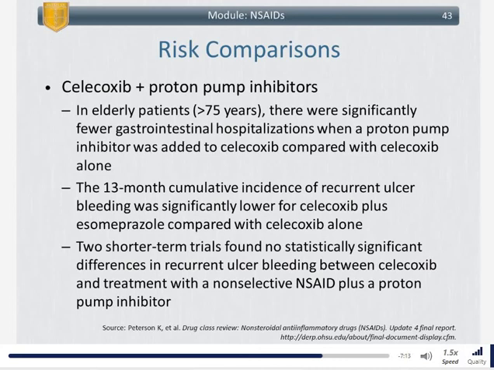Two short-term trials found no statistically significant difference between Celebrex versus an NSAID and a proton pump inhibitor. Right? So in other words, on the one hand you could do Celebrex, or on the other hand you could do a non-selective plus a proton pump inhibitor, roughly equal degrees of protection. Add both together and you seem to get more protection.